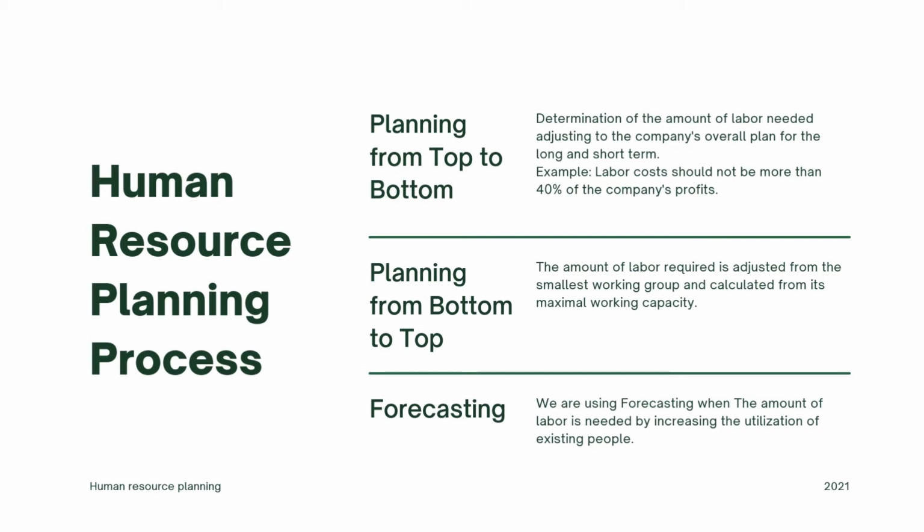But when we're talking about planning from bottom to top, this one is adjusted from the smallest working group and then calculated from its maximal working capacity. So the difference between top to bottom and bottom to top is the way you plan the human resource.